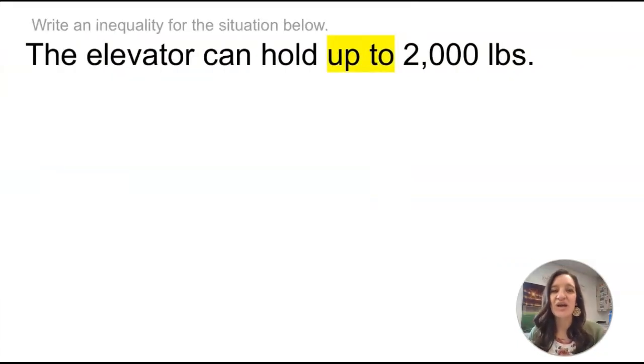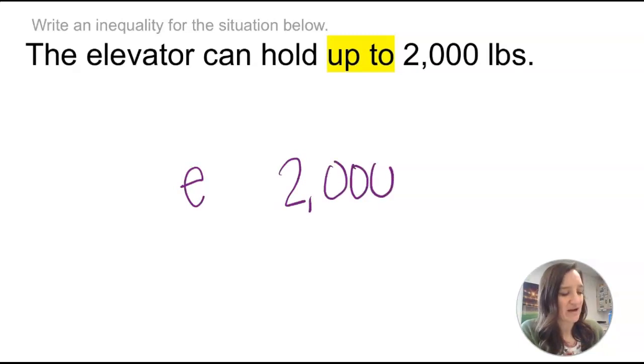The elevator can hold up to 2,000 pounds. Write an inequality for this situation. Let's do an E for elevator. The elevator can hold up to 2,000 pounds. So it sounds like it would be okay with 2,000. Would it be okay with more than 2,000? No, it says it can hold up to 2,000, which means anything below the elevator would be okay, right? What do you think would happen if we got above 2,000? Do you want to be in that elevator if there's more than 2,000 pounds in it? Probably not. So we don't want the more than symbol.